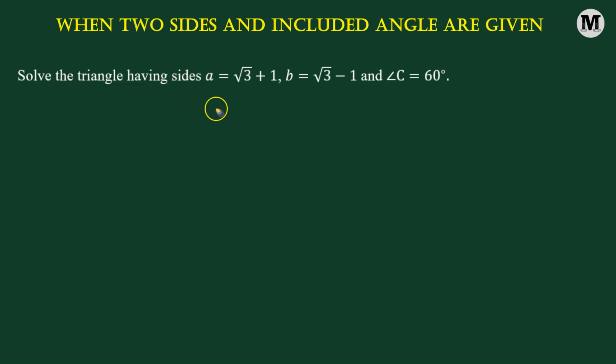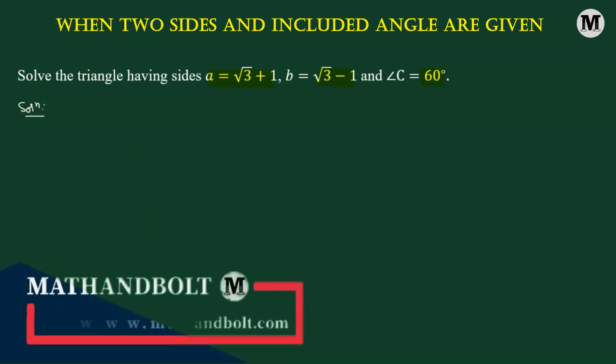So we need to solve the triangle having sides a given by square root of 3 plus 1 and b given by square root of 3 minus 1. And we have the angle that is included between them. That's going to be 60 degrees. Okay, let us begin. First, let's try to understand the problem graphically with the help of a diagram.